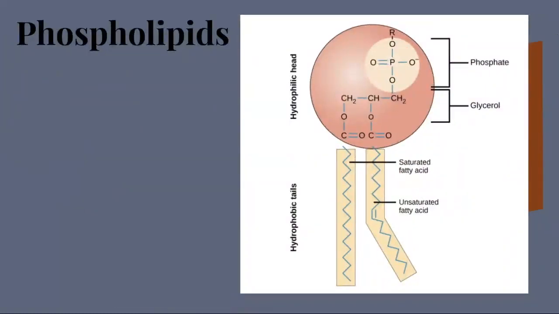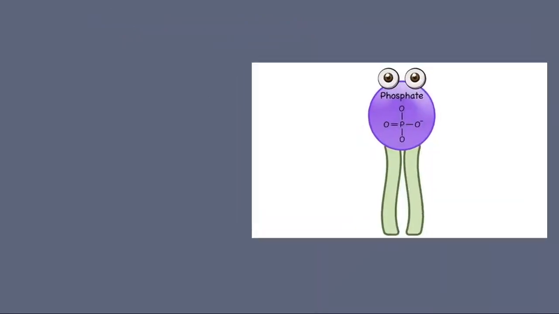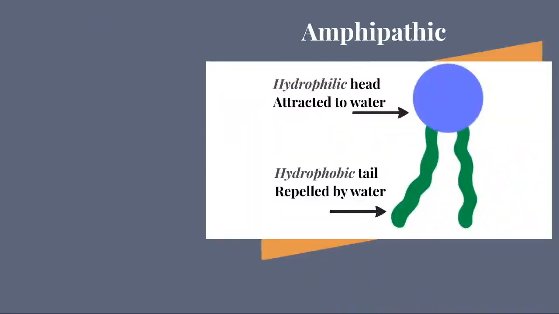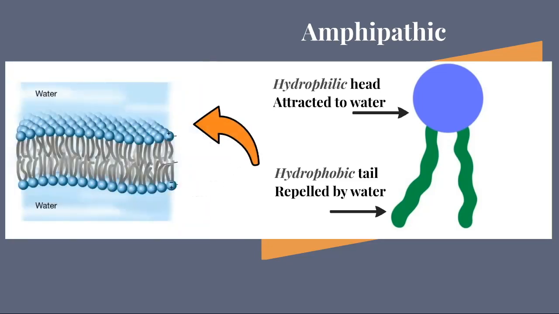Our cells are surrounded by an important type of lipid, which are phospholipids. They are made out of a glycerol, a phosphate head group, and two fatty acid tails. They are amphipathic, meaning they consist of a hydrophilic head, or a water-loving head, and a hydrophobic tail, or a water-fearing tail. The arrangement is in two layers of phospholipids with their tails pointing in and the heads pointing out to create a phospholipid bilayer.